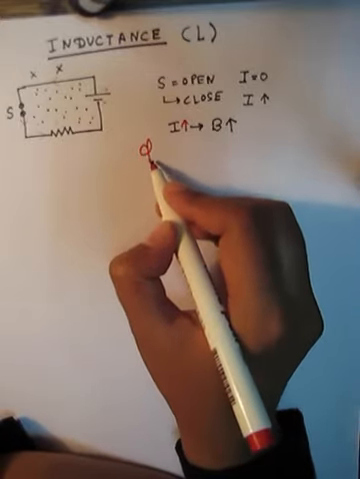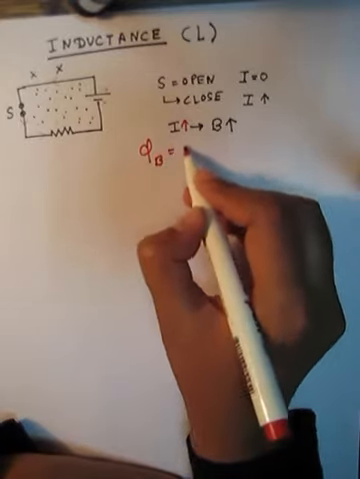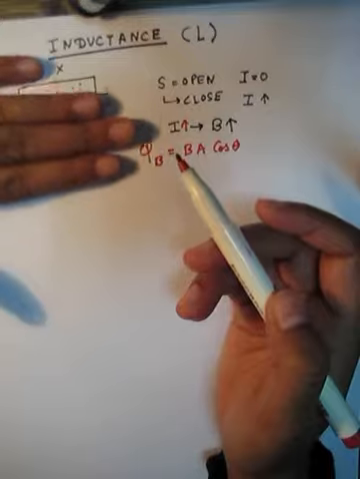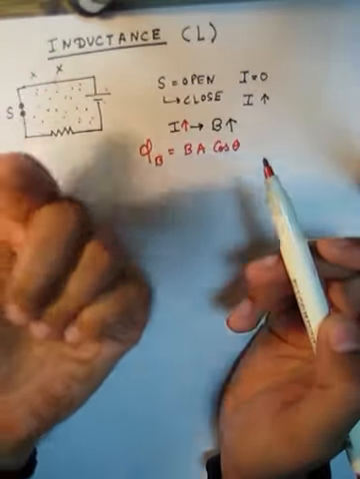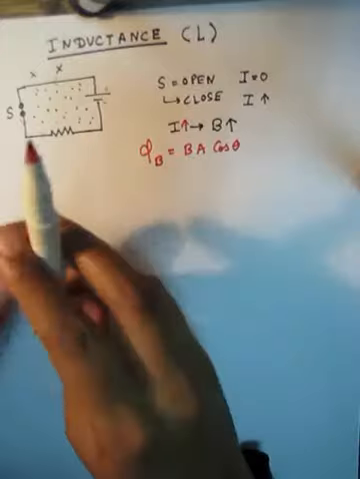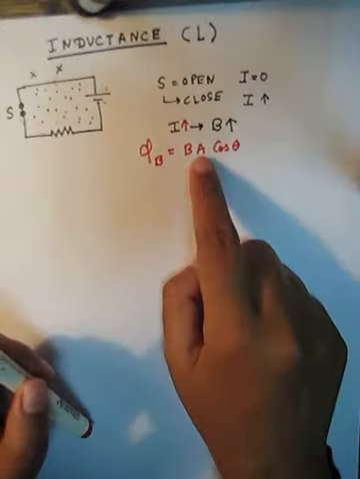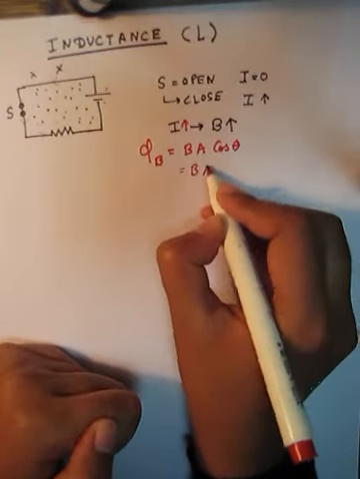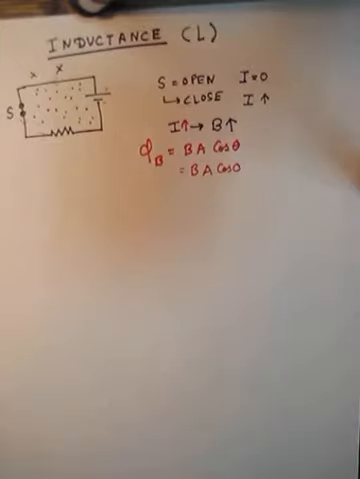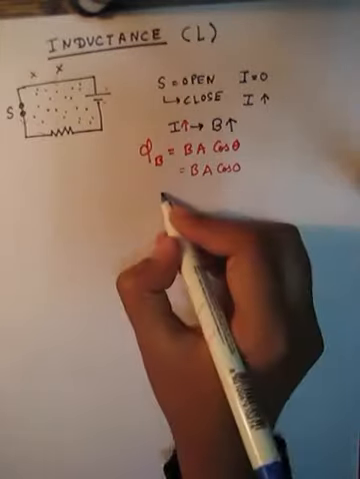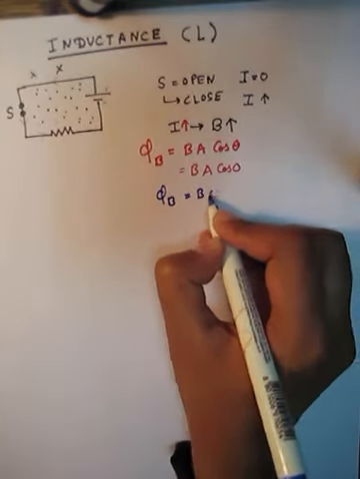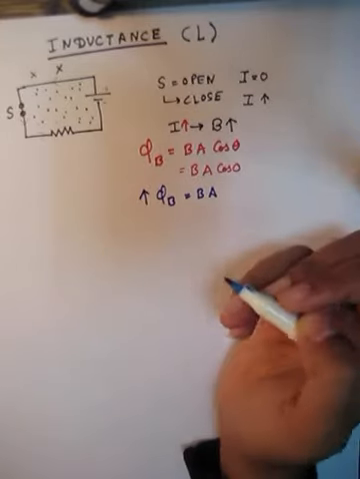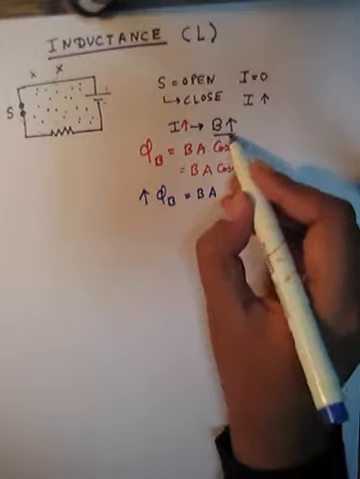Now, you know that the magnetic flux is given by B A cosine theta, and we're talking about this area and the magnetic field pointing upwards. So the area vector is pointing upwards, and the magnetic field vector is also pointing upwards. So it will be B times A cosine of 0, which means the magnetic flux is equal to BA. If the magnetic field increases, the flux will also increase, which means the flux will change because the magnetic field is changing.